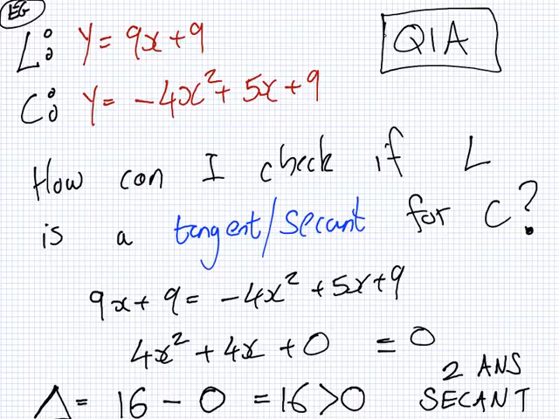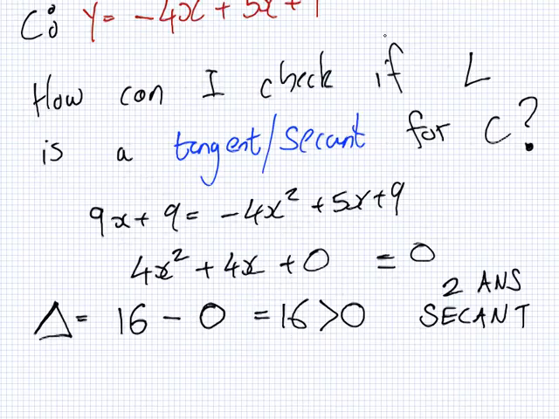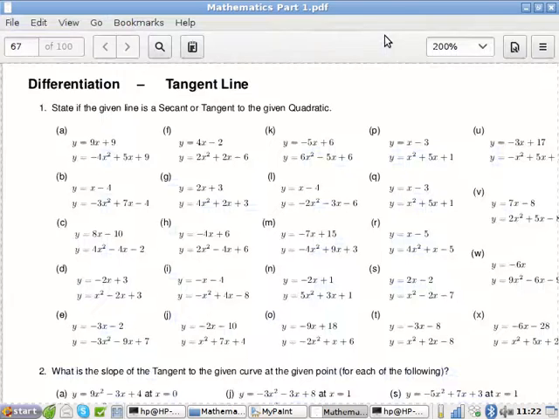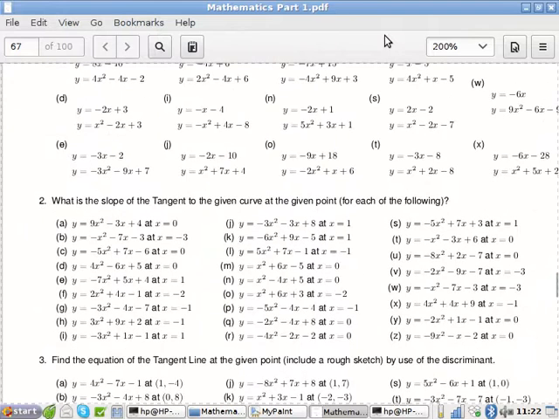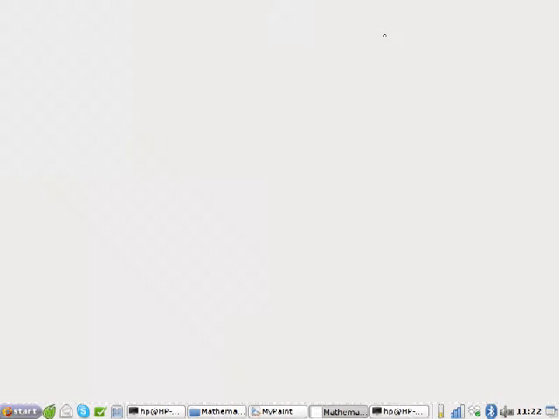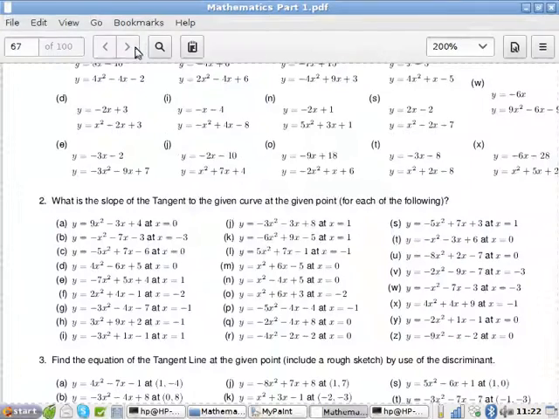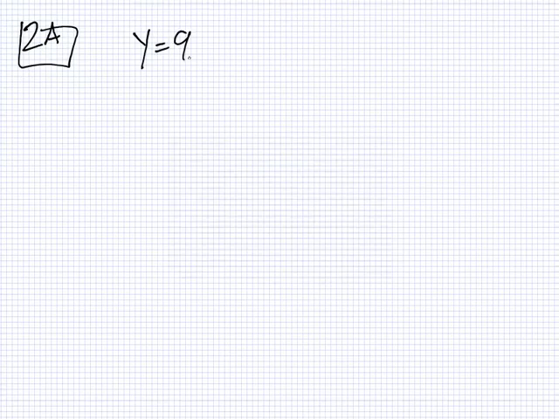Okay. Continue? Yep. Right. Let's have a look now at 2a. What is the slope of the tangent? So I give you this curve, y equals 9x squared minus 3x plus 4.